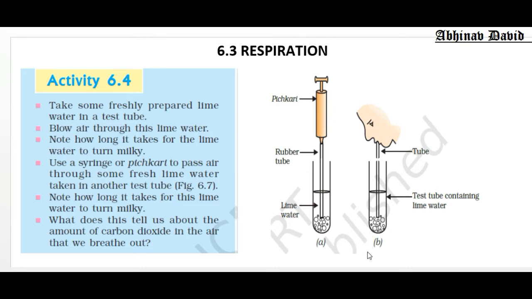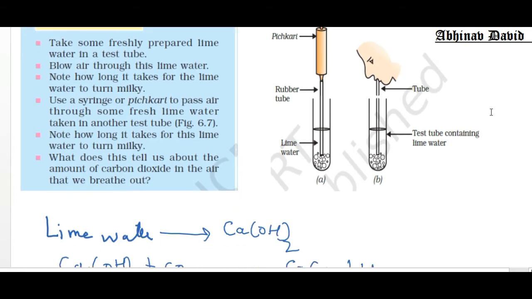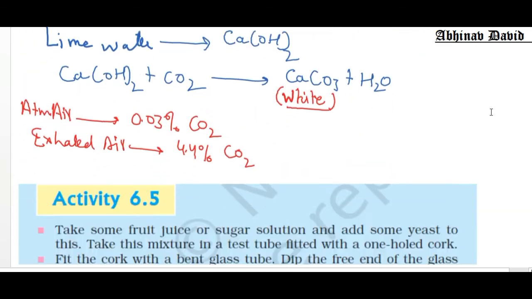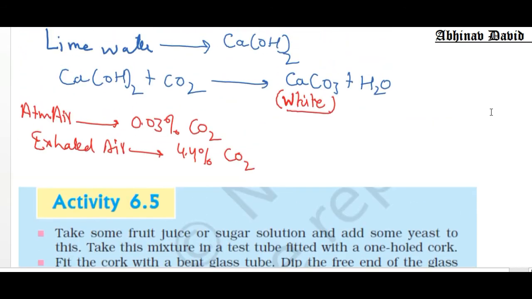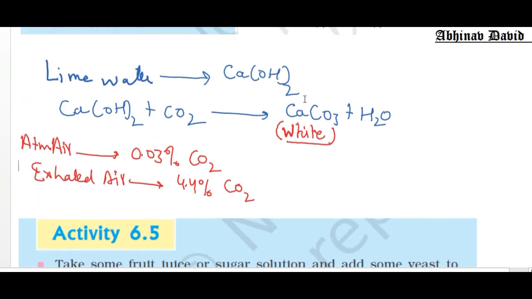Now lime water, as we know, is calcium hydroxide. Now as I have written already here, lime water is calcium hydroxide. So lime water, which is calcium hydroxide, reacts with carbon dioxide and forms calcium carbonate and water. Okay, now calcium carbonate is a white colored precipitate. So that is why, because of the formation of calcium carbonate, the lime water turns milky.